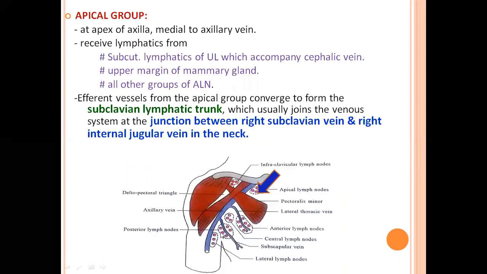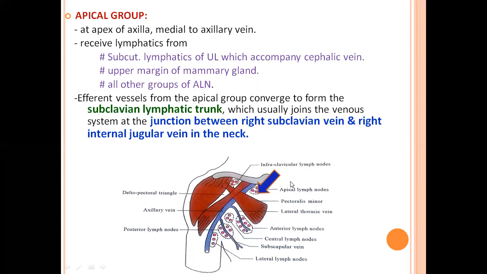Then, as the whole of the limb drains, finally it has to move here, isn't it? That is apical. In the apex of the axilla, medial to the axillary vein, we have the apical group of lymph nodes. They receive lymphatics from the subcutaneous lymphatics of the upper limb, which accompany the cephalic vein, the upper margin of the mammary gland, and all other groups of axillary lymph nodes. Okay. So the efferents, that means the lymphatics coming from here, from the apical group, converge to form the subclavian lymphatic trunk, which usually joins the venous system.